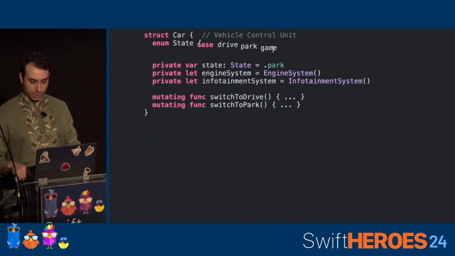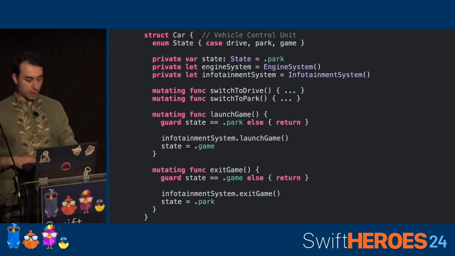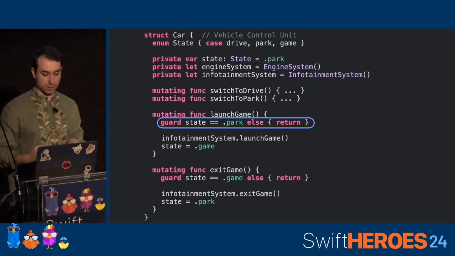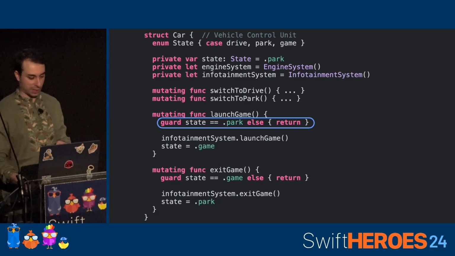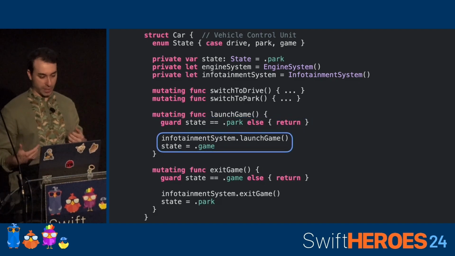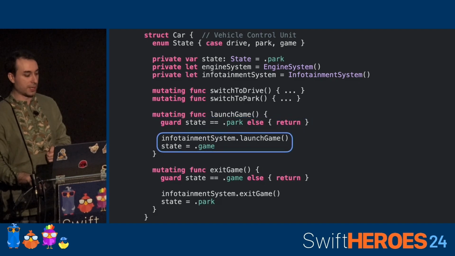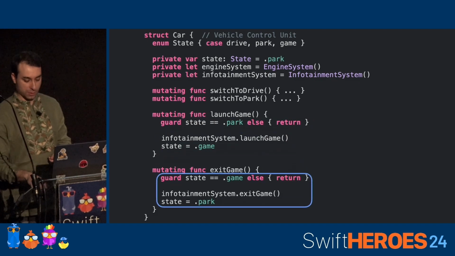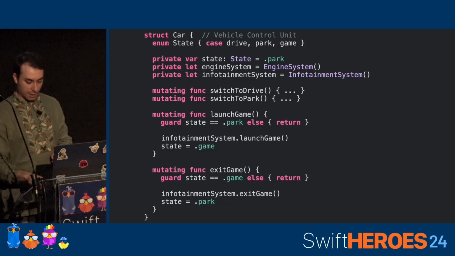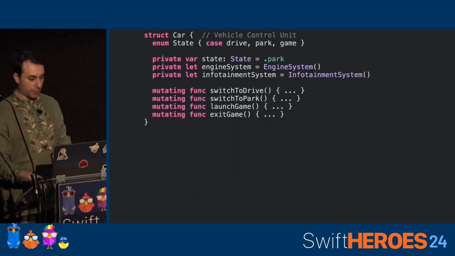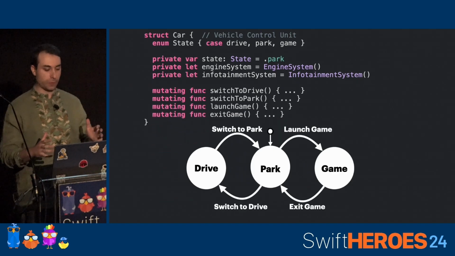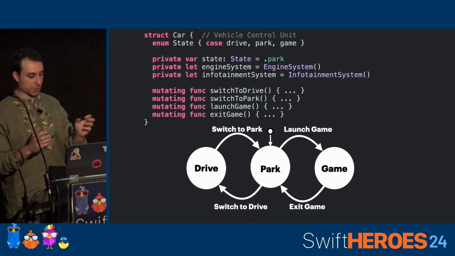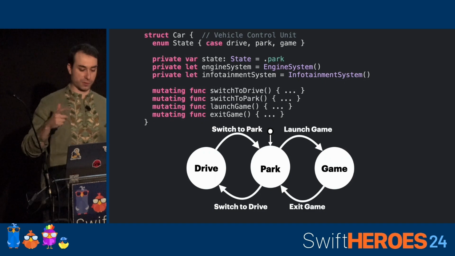Let's clean up the code a bit. Now, very similar: when we want to launch a game, we must check that we're in a park state. This is a super important safety feature. Then we tell the infotainment system, hey, launch the game. We transition to the game state. And when we exit, it's kind of the opposite, right? We go back to park. So very, very simple. If we look at the original state diagram, you can see that these four functions correspond with these four transitions, these four arrows.